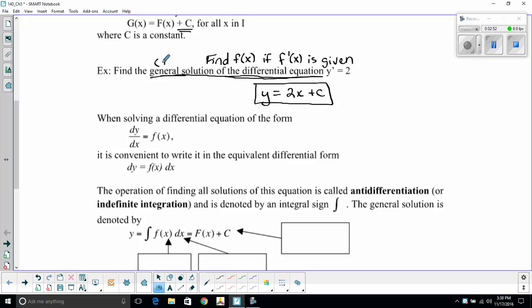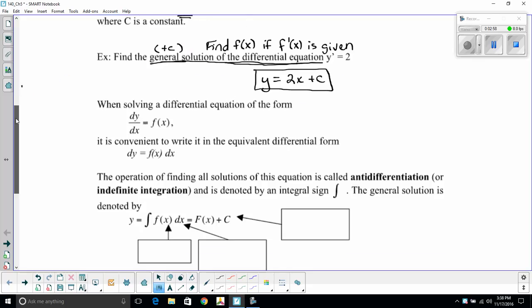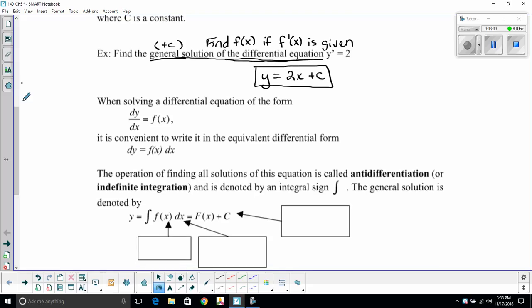This would be the plus c part. If it gives the particular solution, then you'd have to solve for the constant given a point. And we'll do that.